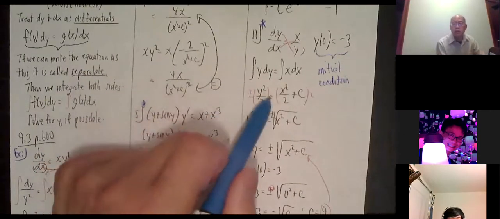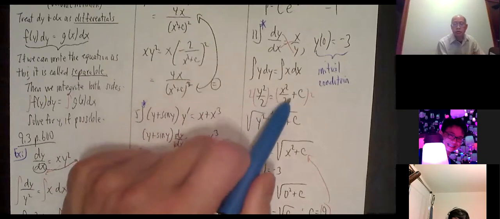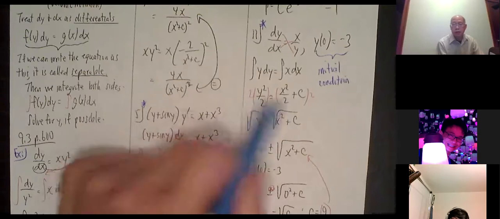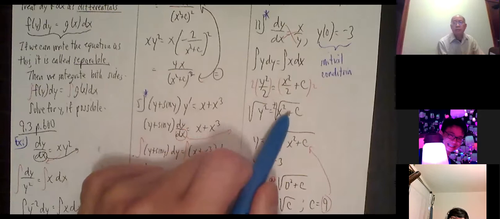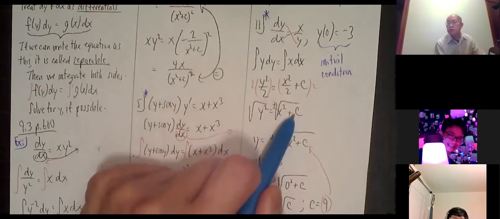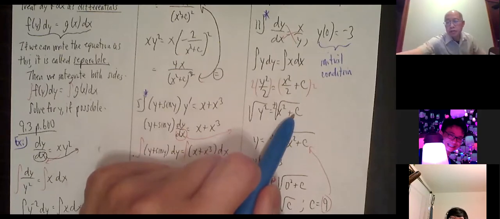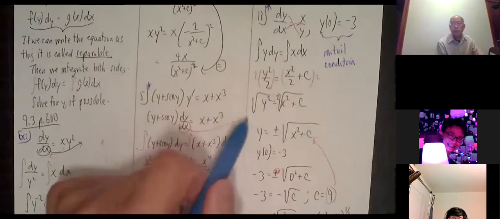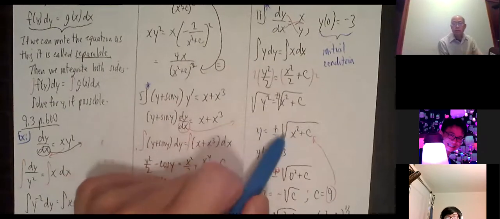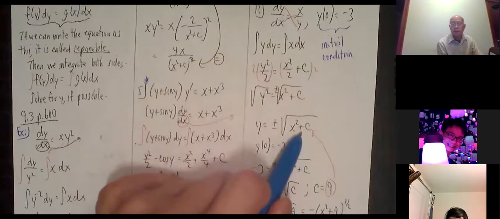y squared over 2 equals x squared over 2 plus c. Multiply both sides by 2. y squared equals x squared plus 2c. What is 2c? c. Okay. It's nice to do math when there's that plus c. You can just kind of forget about a lot of the other stuff. Okay, square root both sides. y equals plus or minus the square root of x squared plus c.